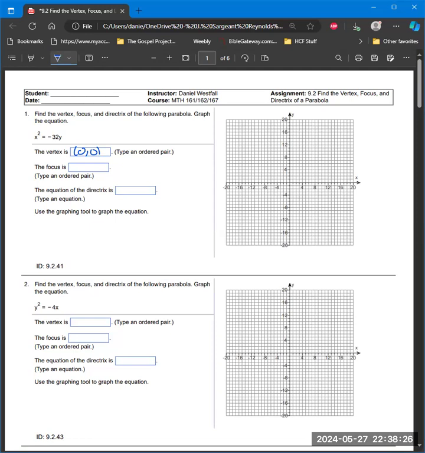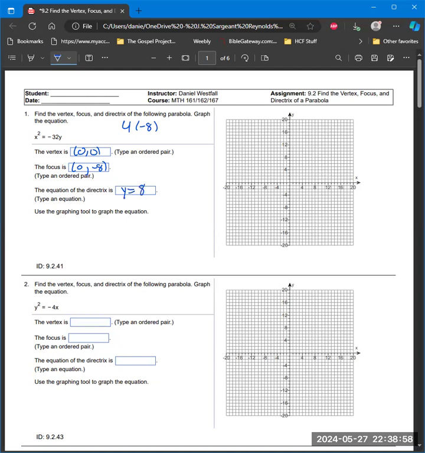The focus is going to be at, so it's opening down because it's an x squared. So this is going to be 0 and then 4 times a negative 8 is a negative 32. So this is (0, -8). And the equation of the directrix is going to be in the opposite direction of that. It's going to be y equals 8.